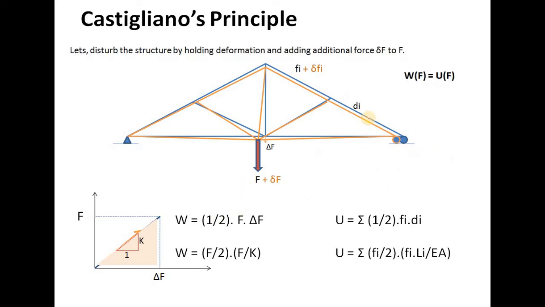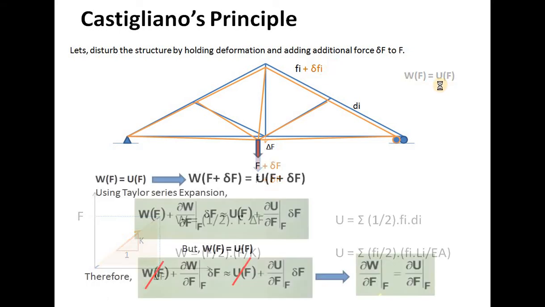So what happens then? Next, I will disturb the structure by adding an additional force into the structure. This is an imaginary force, holding this delta F constant. Now because of the application of this additional force, the member component forces will also have some additional forces, that is represented by delta Fi, and we have already established that the work done is a function of force F, and the strain energy is also a function of force F.